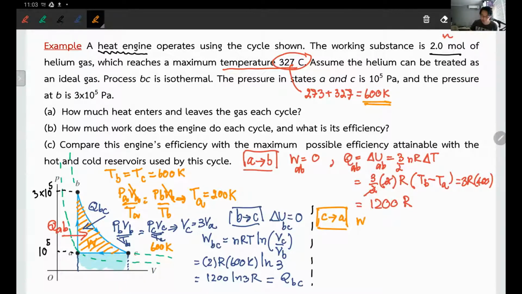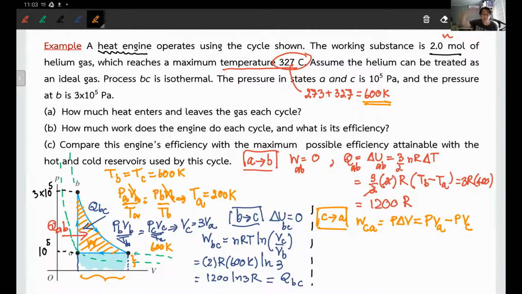So W from C to A is going to be the width times the height. So it's going to be P delta V, yes? And that's going to be P times V at the final point A minus V at the first point C. But then you look at this one, I know the pressure, but I don't know the volume, because we just know that the volume is three times between A and C, but we don't know the value of it. But that's okay.